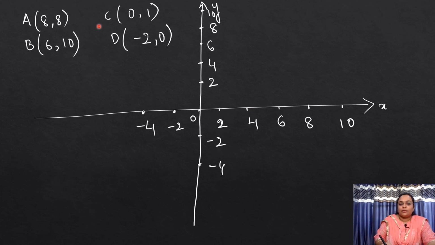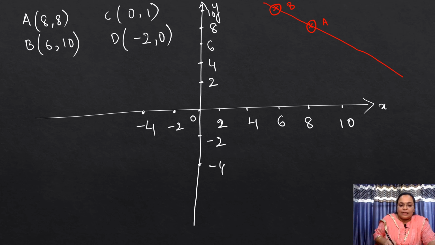Okay, now let us plot the points. A is 8 and 8: 8 on the x-axis and 8 on the y-axis, which is here. The next one is 6 comma 10: 6 on the x-axis and 10 on the y-axis, which is here. So when you join these 2 points, you will get a line like this, right? A straight line. This is A and this is B.